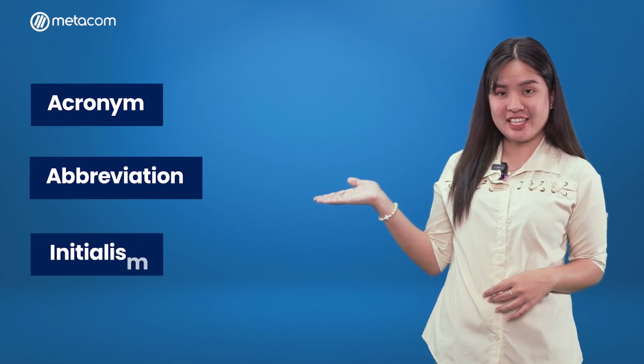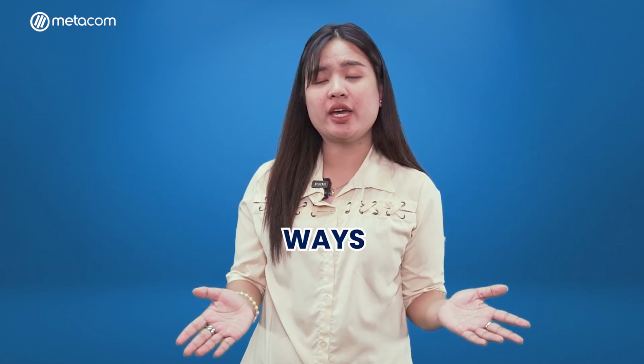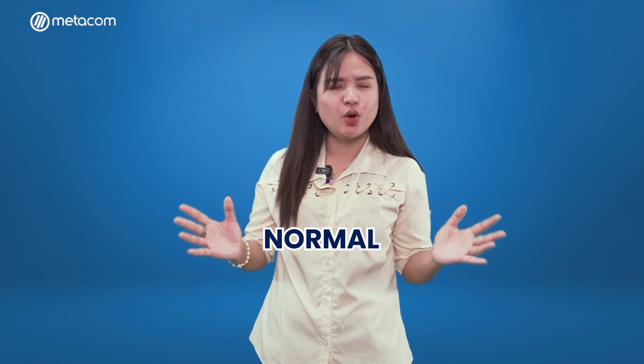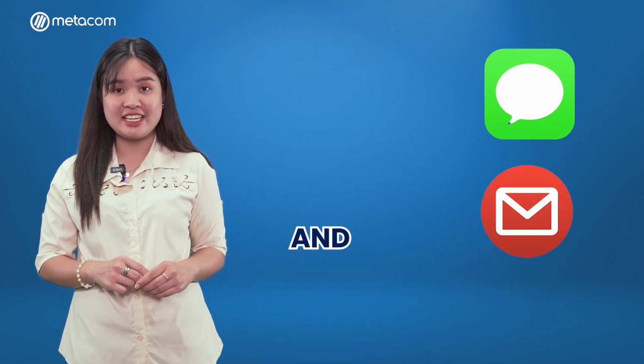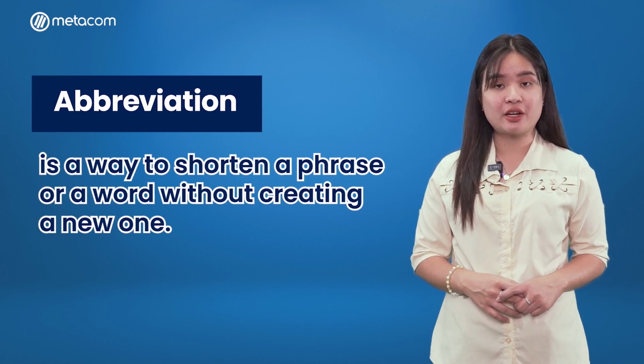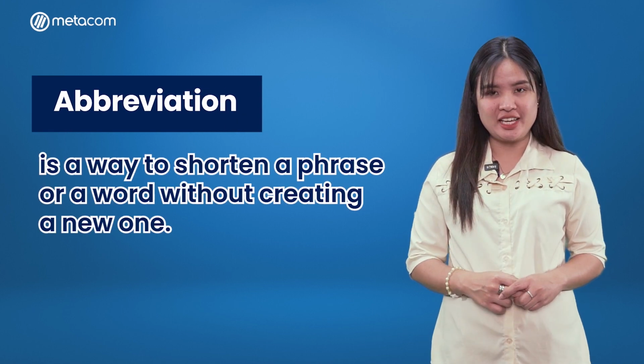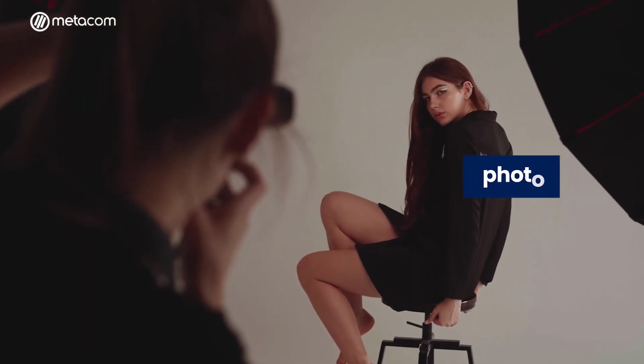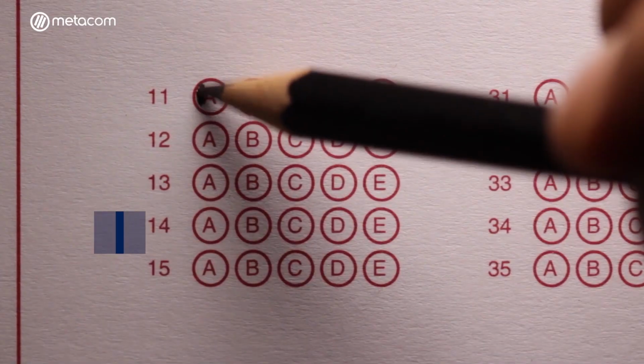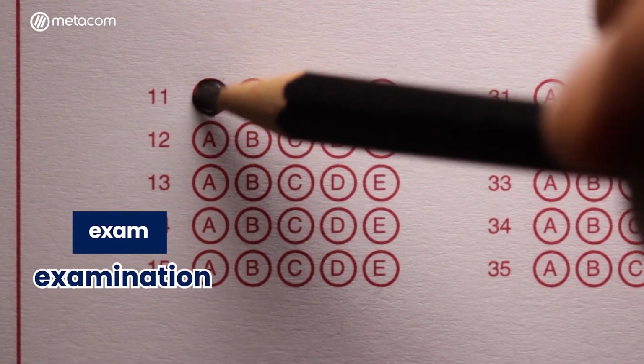Now, what do you think are the differences among acronym, abbreviation, and initialism? Actually, they are just ways to shorten words and phrases from normal speech and even through texting and email. To set the record straight, an abbreviation is a way to shorten a phrase or a word without creating a new one. Let me show you some examples: Ave. for avenue, Dec. for December, etc. Also, we can consider the word photo for photograph or exam as an abbreviation of the word examination.